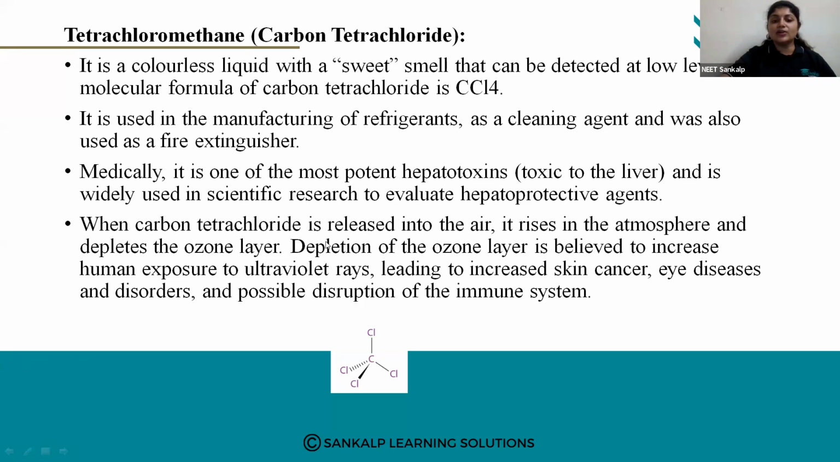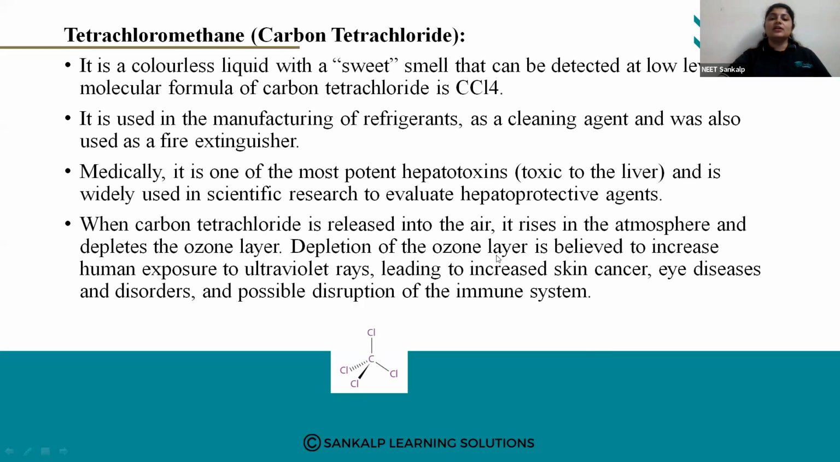Then when carbon tetrachloride is released into the air, it rises in the atmosphere and depletes the ozone layer. So when carbon tetrachloride is released in the air, what happens? The depletion of ozone takes place, and thus it affects the greenhouse effect. The depletion of the ozone layer is believed to increase human exposure to ultraviolet rays, leading to increased skin cancer, eye diseases and disorders, and possible disruptions of the immune system.